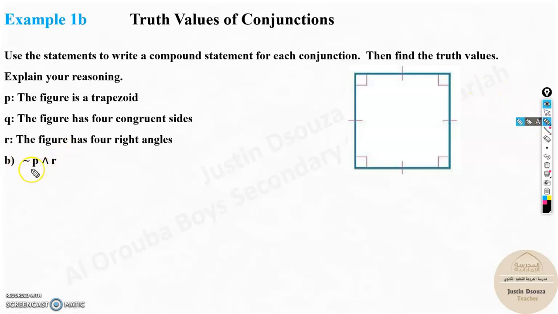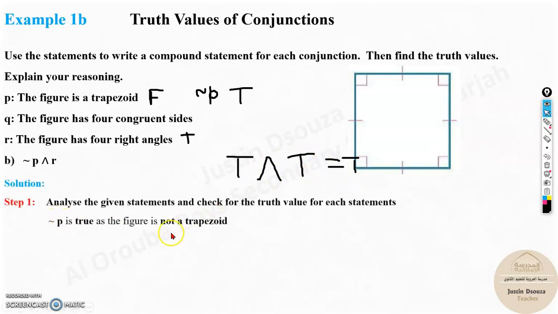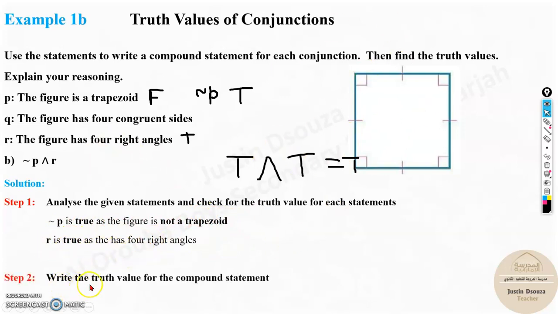Now let us see. Negation of P. We know that P is false. What is the negation of P? That would be true. And what about R over here? R is true. So now, and means conjunction, and true and true is true. So the final answer will be true. Because they asked for reasoning, negation of P is true as the figure is not a trapezoid. And R is true because it has four right angles. So the truth value for the compound statement, negation of P and R, which is true and true, is true.